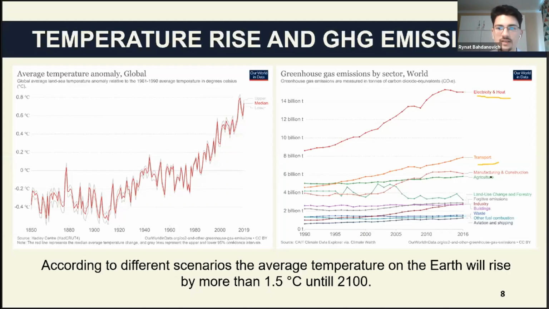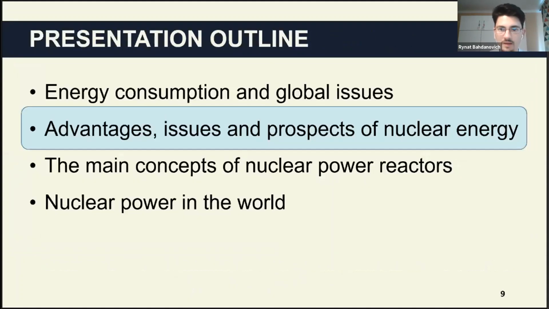So to mitigate climate change, we need to establish ecologically clean power engineering, which is hard considering growing energy demands. But can we use renewable energy sources for that? Not really. They are low emitting, but not sufficient to cover the demand. Why? I will tell next. I will talk about the advantages, issues, and prospects of nuclear energy.